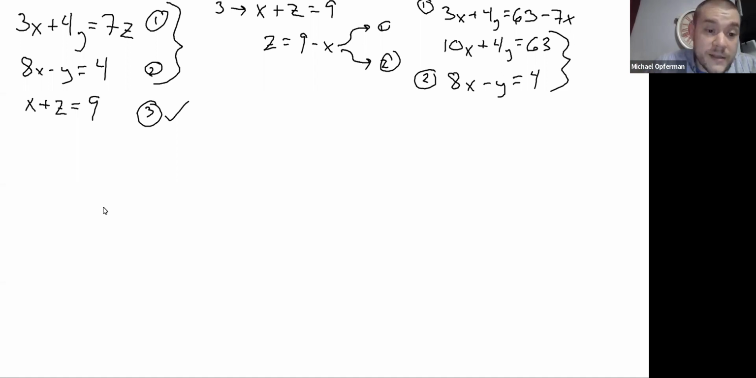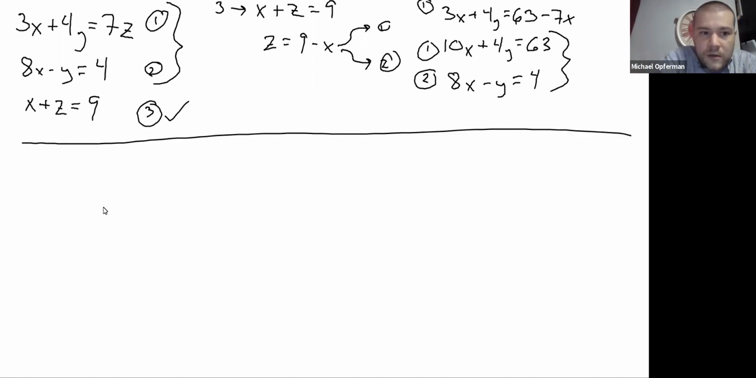Now you just repeat this process. Now I have a system of 2 equations with 2 unknowns. Pick one of those 2 equations. I've got here number 1 and number 2. Number 2 looks easier, so I think I'm going to pick number 2. Okay, let me just start fresh over here. I'm going to pick number 2. It looks like y is easy to solve for.